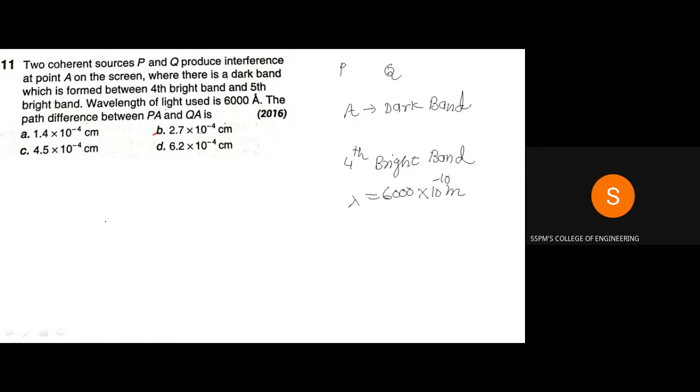Okay. The path difference between PA and QA. At point A they are superimposing, starting from P and Q. So PA is the first ray and QA is the second ray. Then they ask what the path difference between these is: the difference in the path traveled by two rays. Which are the two rays? First ray is PA, second ray is QA. Okay, so see, we will assume here path difference equals delta x.